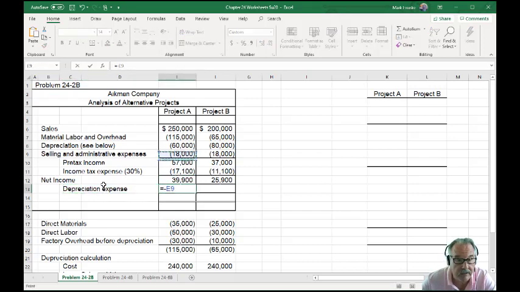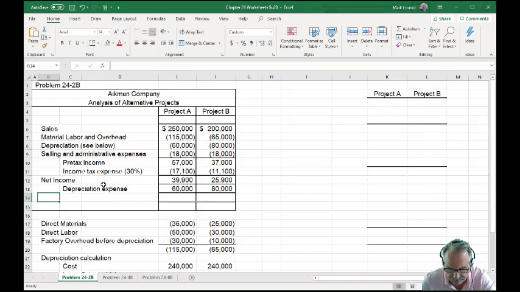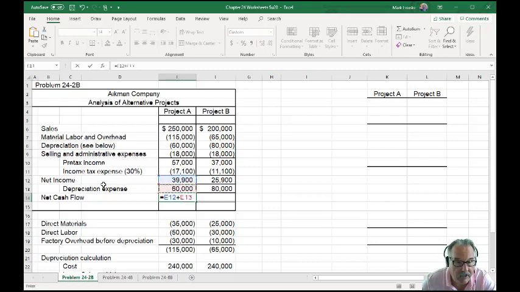Now, if we add back depreciation, because depreciation is a non-cash expense, in other words, we don't have to spend money for depreciation, we're just making a journal entry. So that's going to provide our net cash flow. So if we're trying to go from net income to net cash flow, we would add back any non-cash expense, and in this case, depreciation is our only non-cash expense.